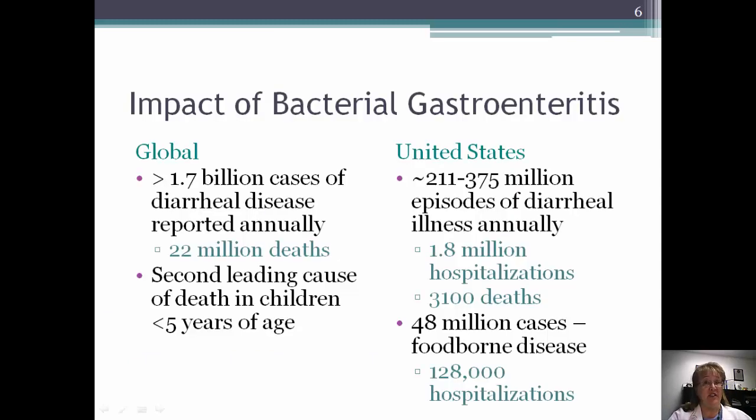So what is the impact of bacterial gastroenteritis? Well, globally, it's estimated that there are more than 1.7 billion, with a B, cases of diarrheal disease reported annually, with 22 million deaths. It is actually the second leading cause of death worldwide in children under 5. In the United States, the impact is a little bit lower, estimated between 200 and 375 million episodes of diarrheal illness annually, with 1.8 million hospitalizations and 3,100 deaths. Also, there are 48 million cases of foodborne disease, with 128,000 associated hospitalizations.